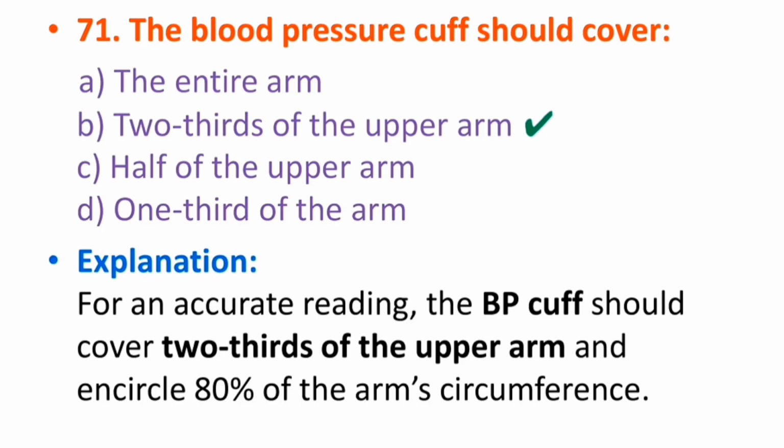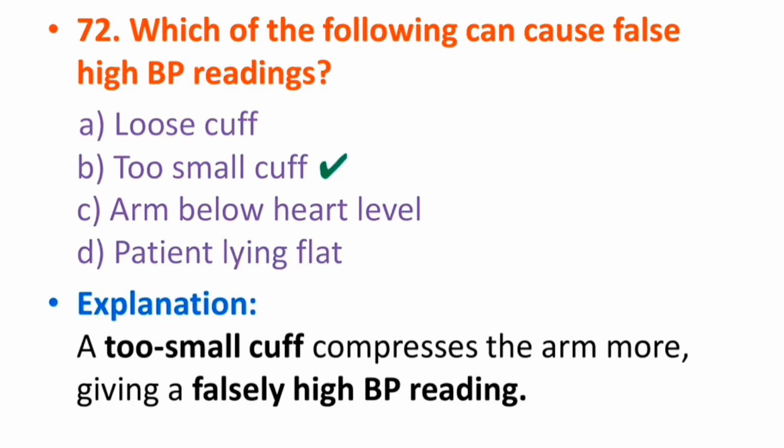The blood pressure cuff should cover option A, the entire arm. Option B, two-thirds of the upper arm. Option C, half of the upper arm. Option D, one-third of the arm. The correct answer is option B, two-thirds of the upper arm. For an accurate reading, the BP cuff should cover two-thirds of the upper arm and encircle 80% of the arm circumference.